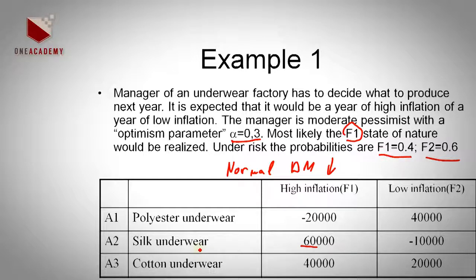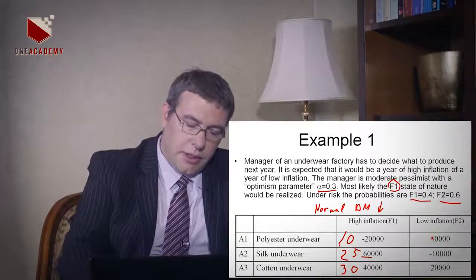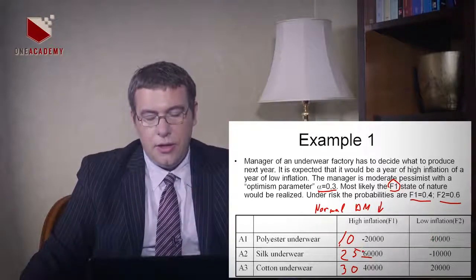Laplace, I remind you, since we don't have enough information about the probabilities, we cannot assume that one probability is higher than the other for each state of nature. This means that we basically compute expected value with equal probabilities, which means the arithmetic average, which is 10 here, this is 25, and here is 30. 40 plus 20 divided by 2. And the best possible alternative in this case is the cotton underwear.